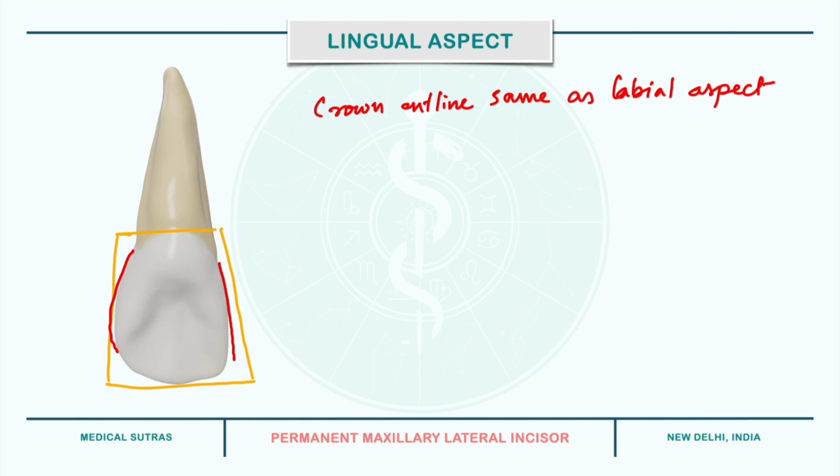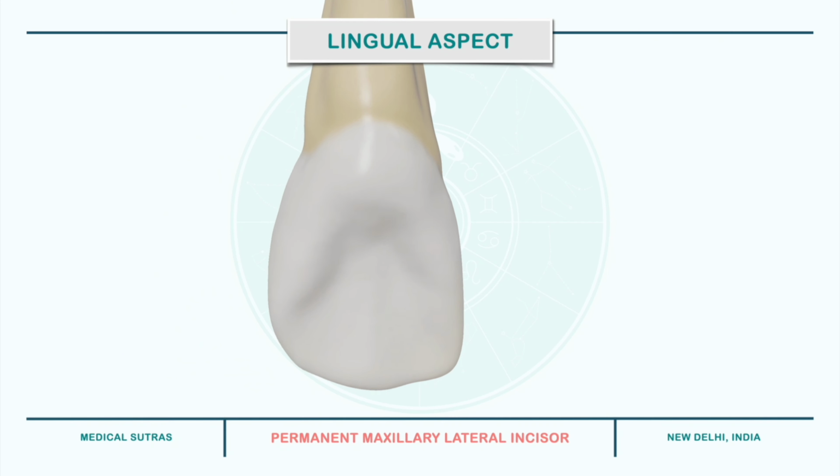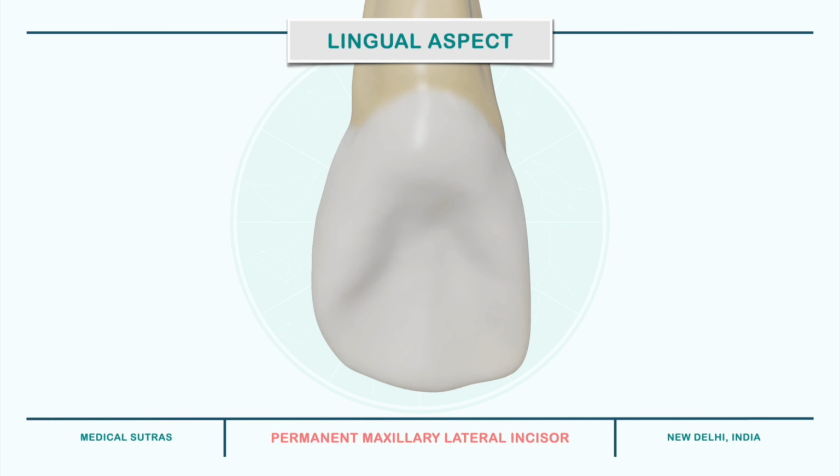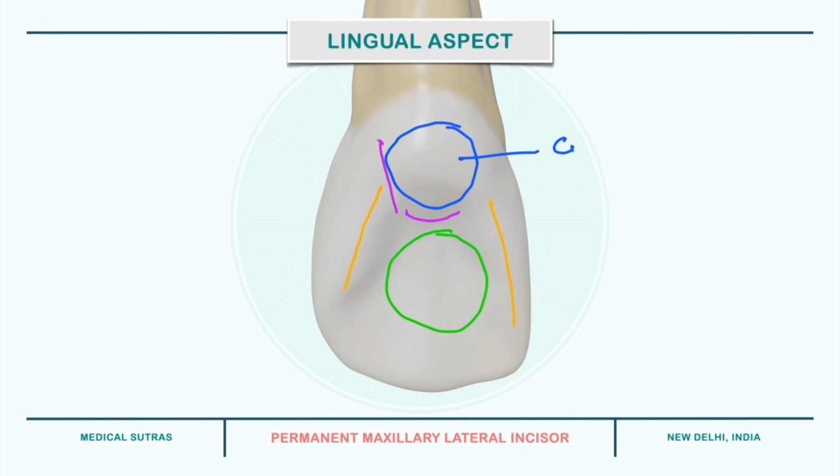The incisal outline is straight in the mesial half and rounded in the distal half, and the cervical outline is curved in the apical direction. However, the lingual aspect presents important features which include the cingulum, mesial marginal ridge and distal marginal ridge, the lingual fossa, and developmental grooves. The cingulum, present in the cervical third of the crown, is more prominent than that seen on the central incisor, and it has a tendency towards deep developmental groove where it joins the lingual fossa.